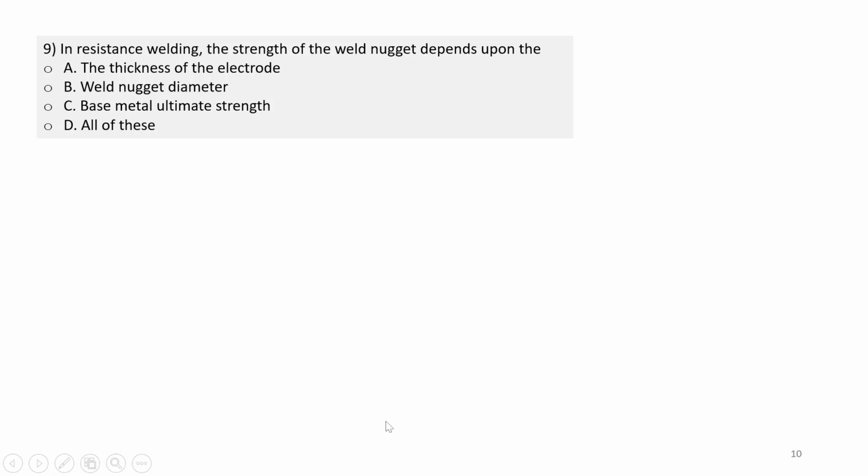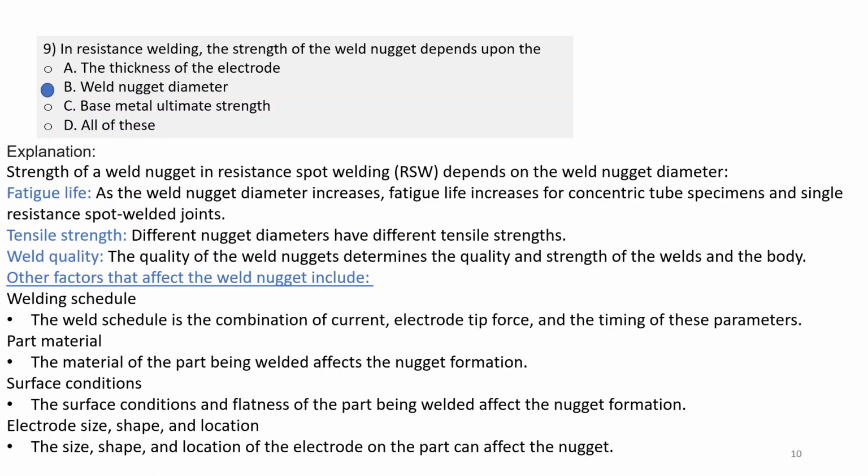In case of resistance welding, the strength of the weld nugget depends upon, your options are, the thickness of the electrode, weld nugget diameter, the base metal ultimate strength, or all of these. So the correct answer in this case will be weld nugget diameter. Okay, so the strength of a weld nugget in resistance spot welding depends on the diameter.